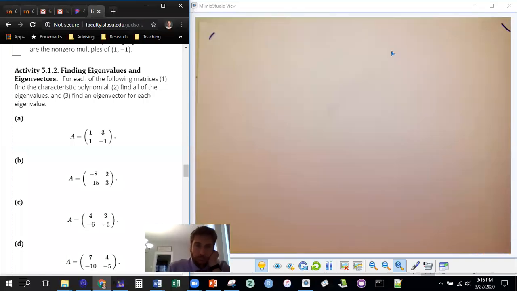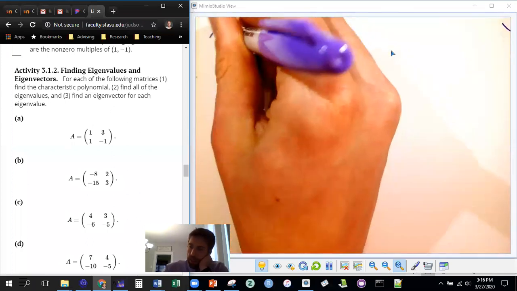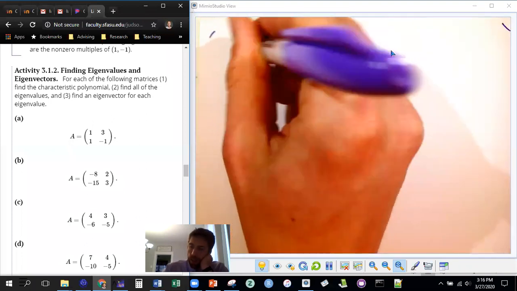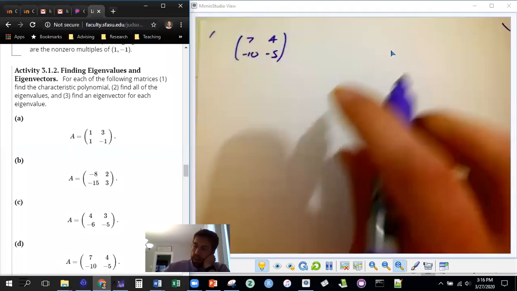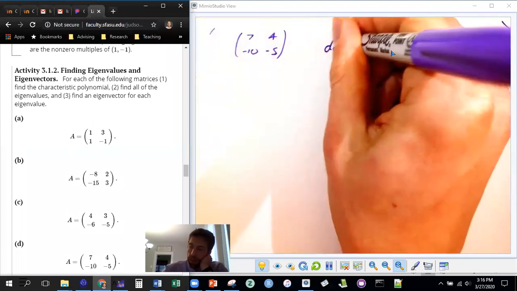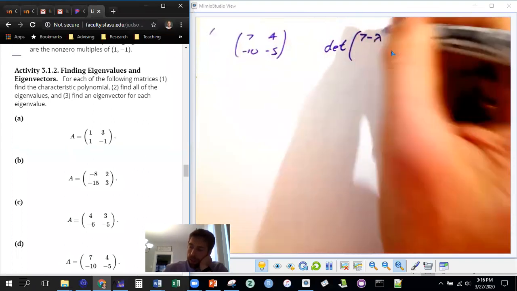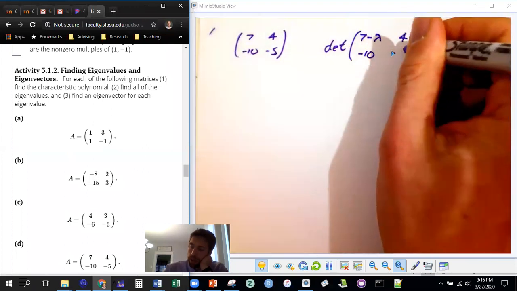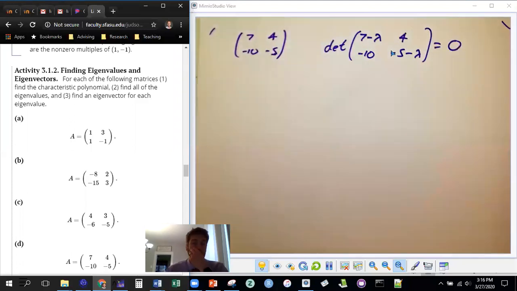Okay, now we're doing part D of this fun activity of finding eigenvalues and eigenvectors. So we've got the matrix 7, 4, -10, -5, and we're going to find its eigenvalues first. So we're doing the determinant of the matrix with lambdas subtracted from the diagonal, 7, 4, -10, -5 minus lambda, equals 0. Solving this equation for lambda.